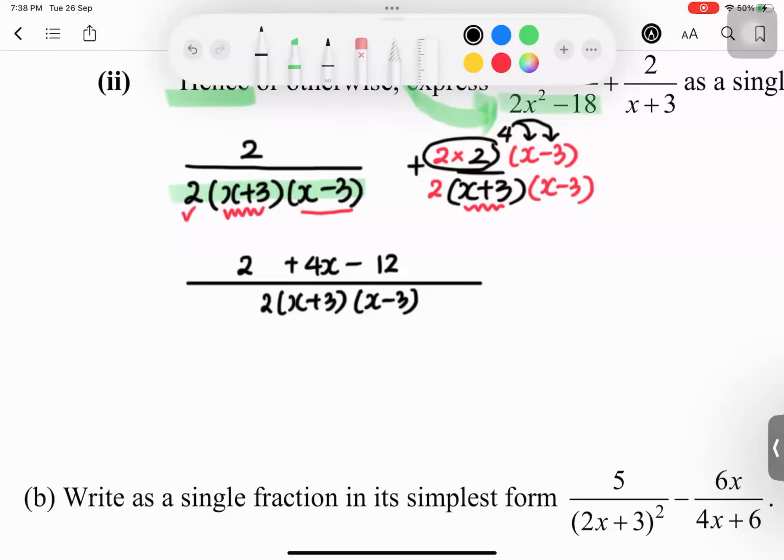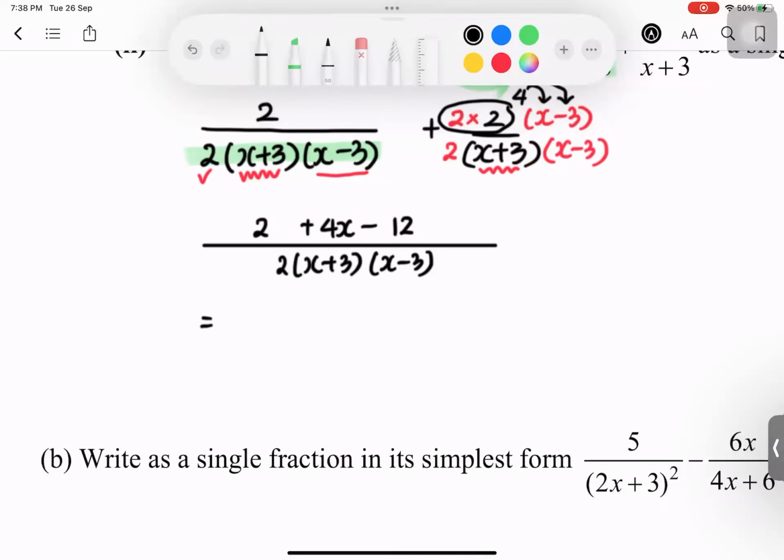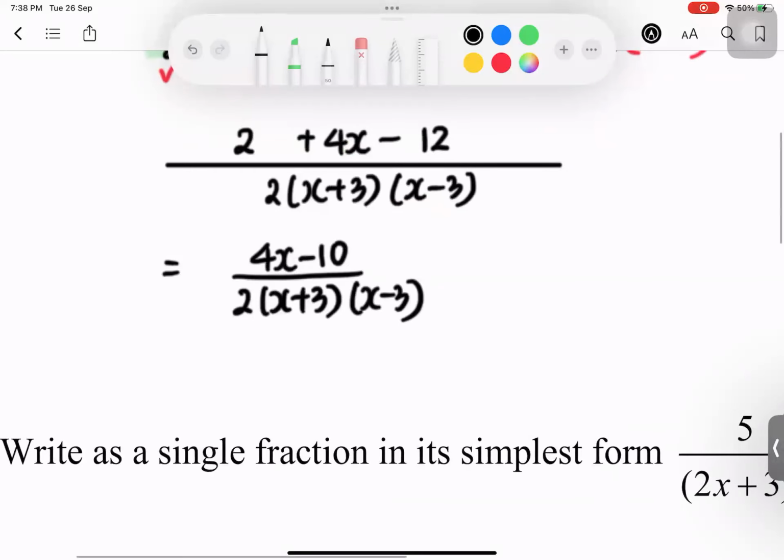Okay, then now I need to simplify this. So let us simplify and add this together. 2 minus 12 is 10, negative 10, okay? Then 2 bracket x plus 3, x minus 3. Now, a lot of students will think that this is the answer. In general, sometimes yes, but we notice what do we have in our numerator? That is a common factor. So need to check, can factorize or not, common factor. Or you see whether can you factorize or not, right?